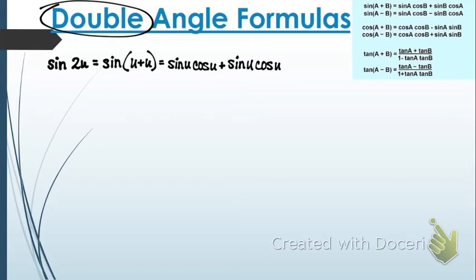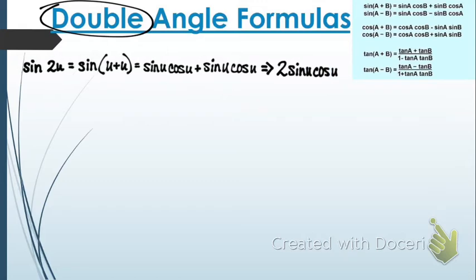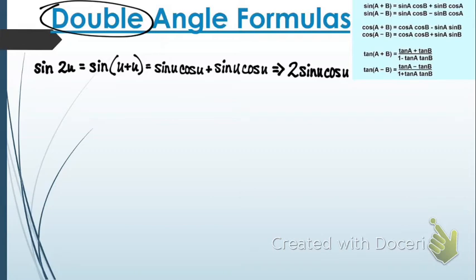If u plus u gives me 2u, 2 sine u cosine u. That is our double angle formula for sine. Well, we have the addition formula for sine, and we could combine it together because my two angles were the same.